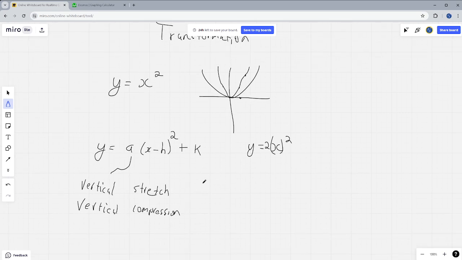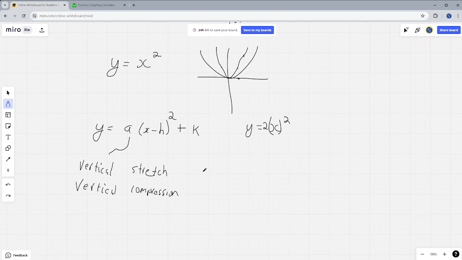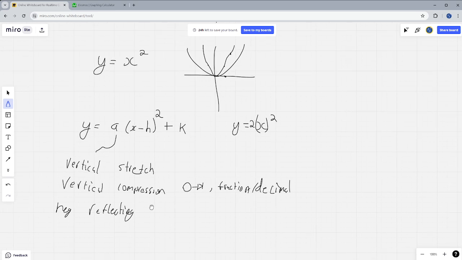How do we compress it though? Because we see when the number is greater than 1, we're stretching it. Well, the compression comes in when it's less than 1, but it can't be negative, so it has to be between 0 and 1. So any sort of fraction or decimal will give us a compression. But that might be leaving you with the question, what does the negative do? That's a great question. Let's see what the negative does. So a negative a value will be flipping or reflecting the graph along the x-axis.